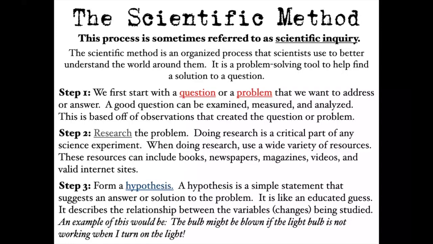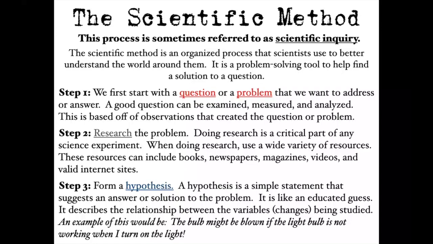Now, step 3, we want to form a hypothesis. Now, a hypothesis is basically an educated guess, but if we want to make it a little more scientific, we can describe it as a simple statement that tries to find an answer to the solution. It's not the answer, but it's what you think the answer may be. From what you have observed, you're able to come up with some sort of so-called solution that you think is probably going to turn out this way.